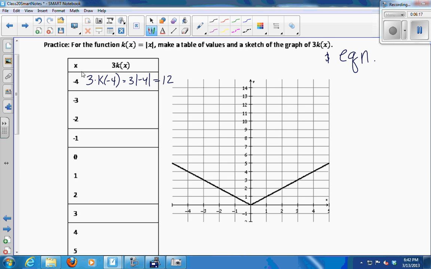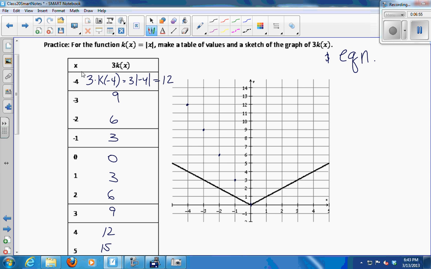So basically, we're going to take the absolute value of x, then triple it. So this one's going to be 9. This one's going to be 6, 3, 0. Absolute value of 1 is 1. Triple it and you get 3, 6, 9, 12, 15. So when I plot these points, I get -4, 12, -3, 9, -2, 6, -1, 3, 0, 0.